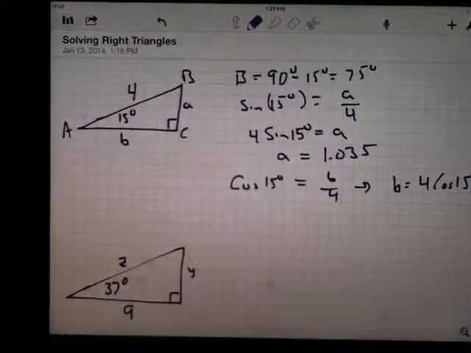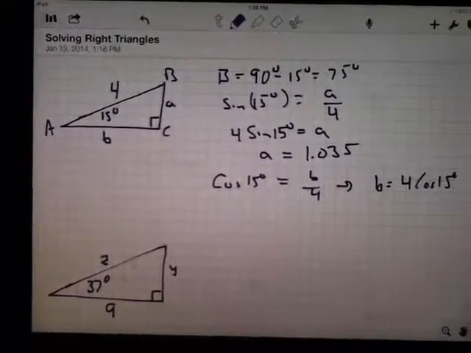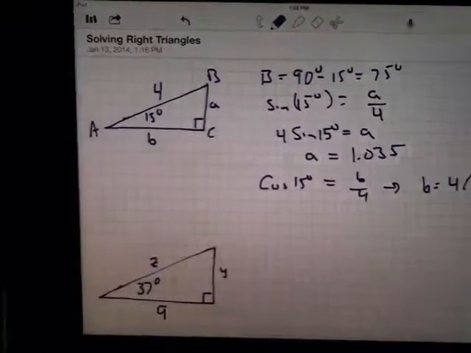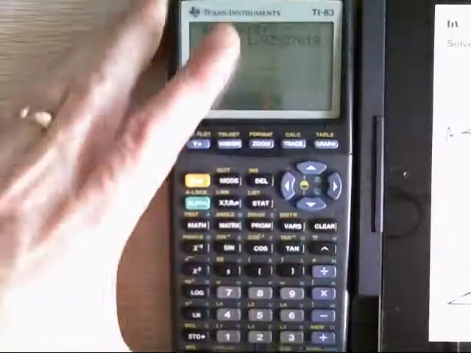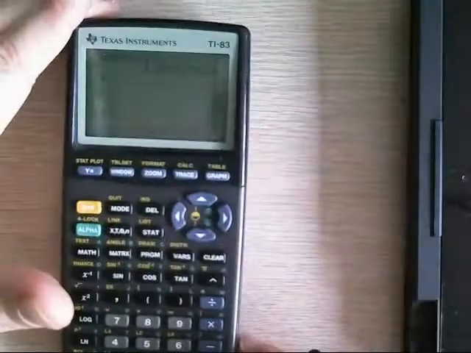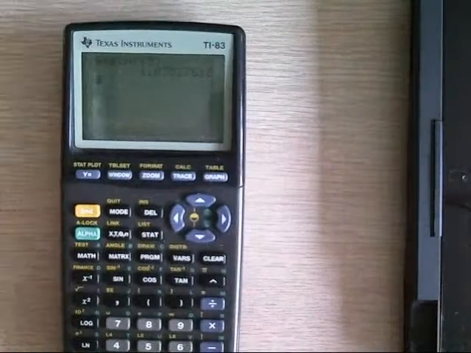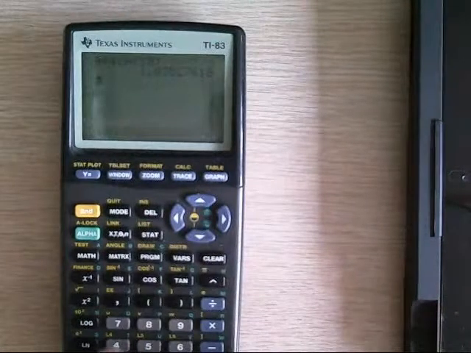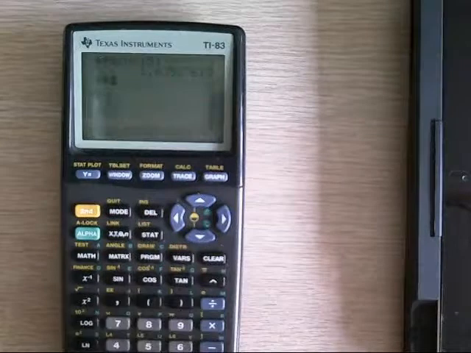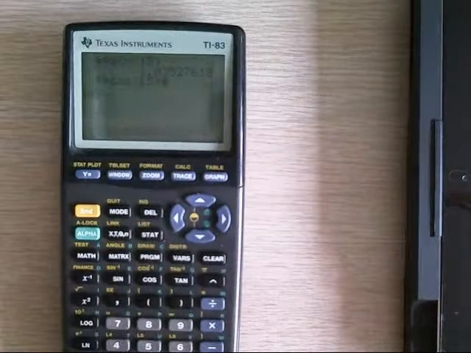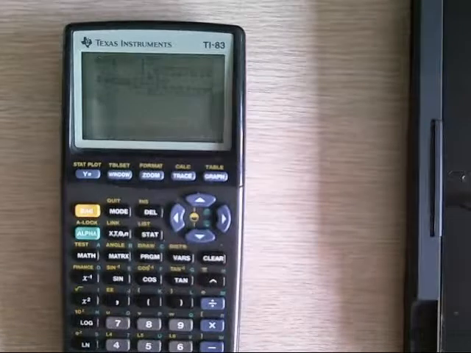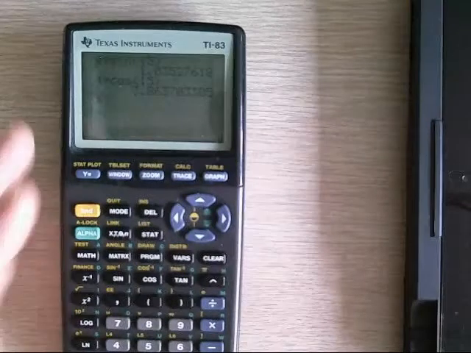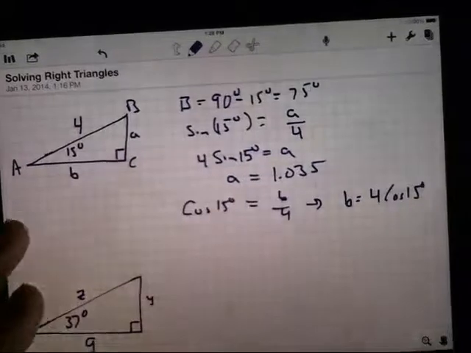And so now we'll type that into my calculator. Oops, I almost got off the page there. Slide this back over to my calculator. Get that out of the way. Here we go. This is now 4 times the cosine of 15 degrees, which is 3.86, more or less. I'm rounding on each one of these.